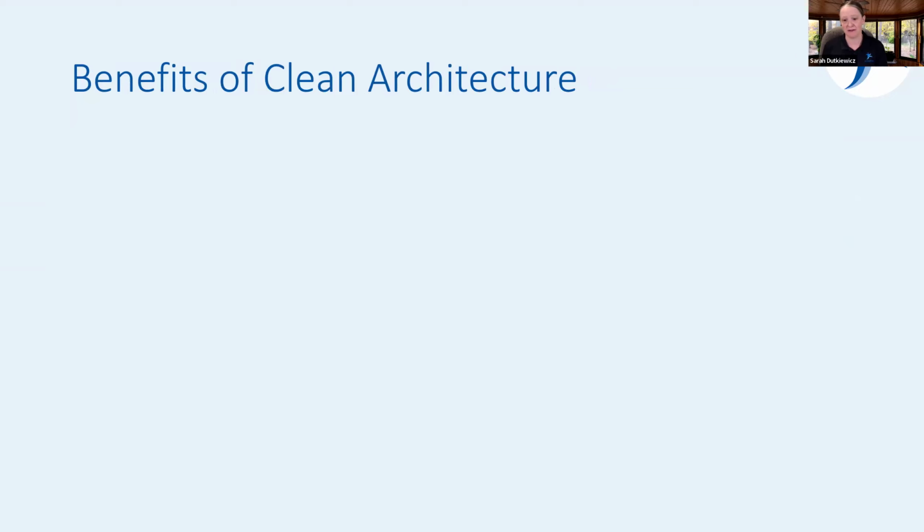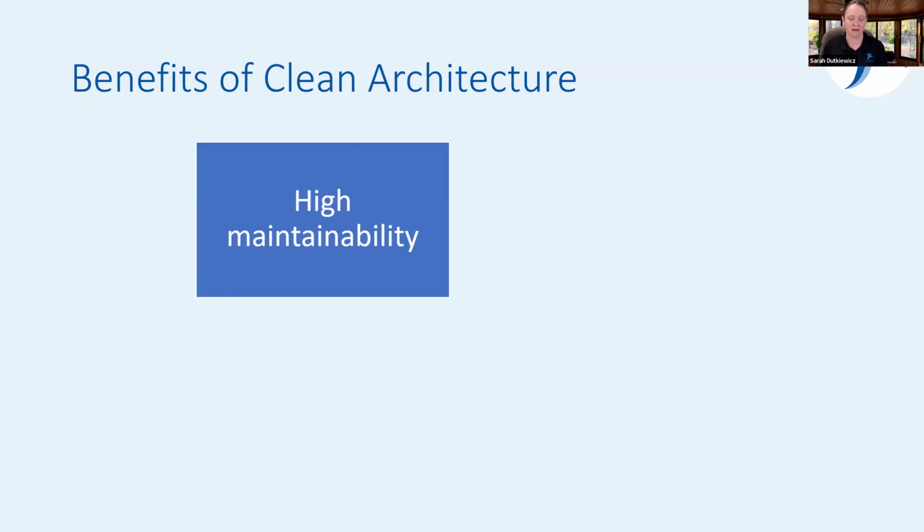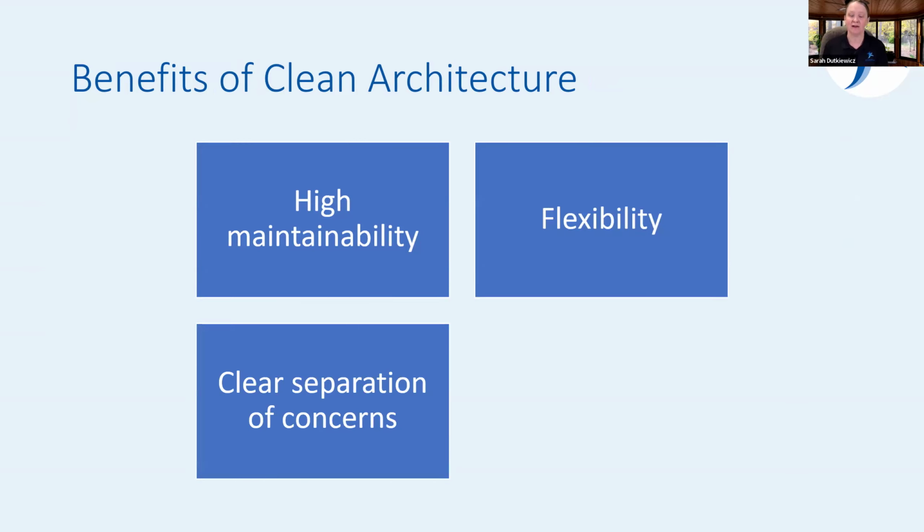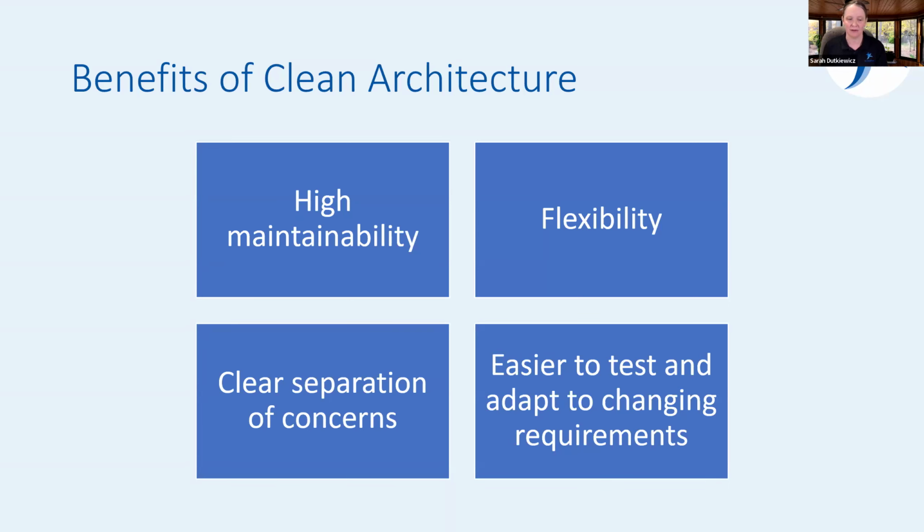Now, some of the benefits that you see with clean architecture is there's high maintainability, there's that flexibility, there is a clear separation of concerns when it comes to the technical parts. And with clean architecture, they say that it's easier to test and adapt to changing requirements. I get a little wishy-washy with the testing part, and that's just because with vertical slices, you test the feature. With clean architecture, you're going to test in your different layers. You can do testing in both, and I strongly encourage you doing testing in both.